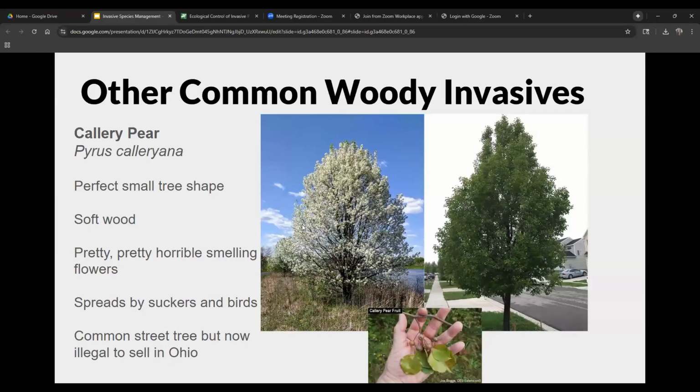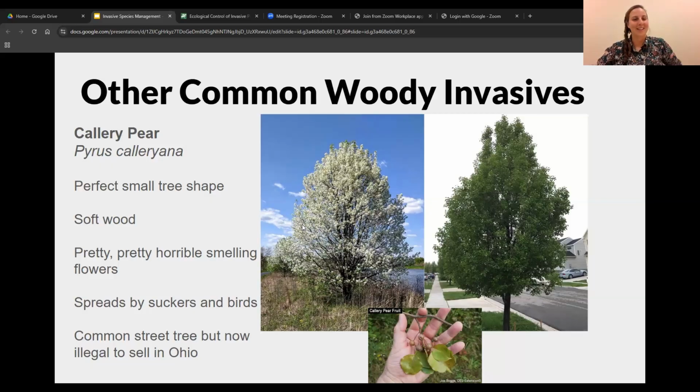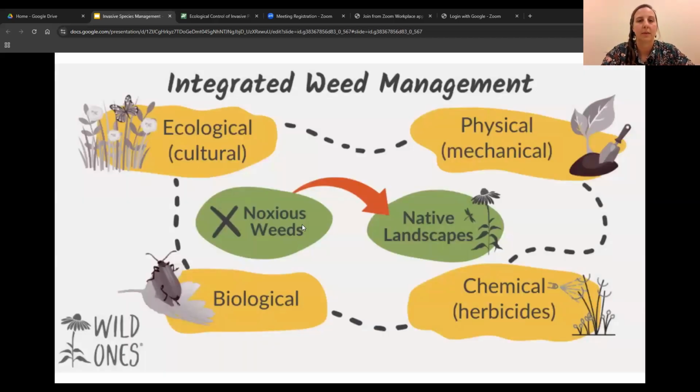I think it must have been their favorite tree. Yeah, they must have gotten a good deal on them. That's what I thought. So yeah, I can't believe it. But they're awful. They don't last super long. Their wood is soft, so they kind of fall over anyway. But those little sucker roots will turn an open area or a disturbed area into all Callery pears. So it is a big problem to have those too.